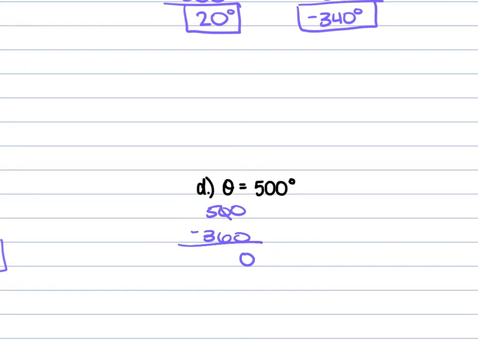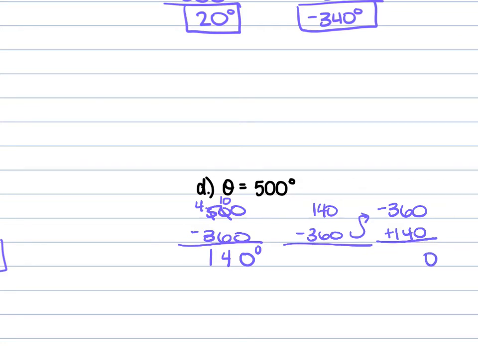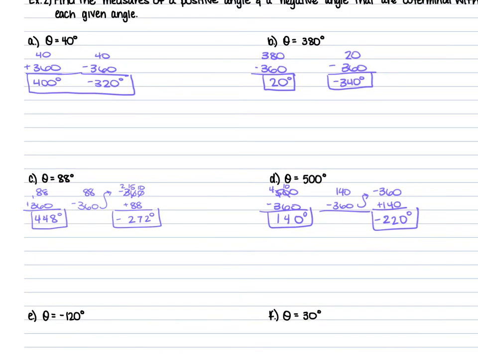The 0 on top of the 6 becomes a 10, making the 5 a 4. So 10 minus 6 is 4, and 4 minus 3 is 1. So it's 140 degrees. We're going to take that 140 degrees and subtract 360 from that as well. And again, if you wanted to rewrite this to make things easier for yourself, you have negative 360 plus 140. So 0 minus 0 is 0, 6 minus 4 is 2, 3 minus 1 is 2. Keep the negative. So that's negative 220 degrees and 140 degrees that are coterminal angles of 500 degrees.